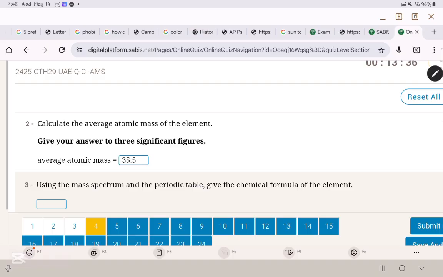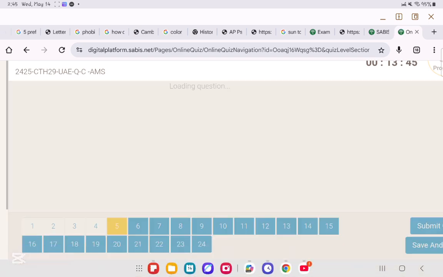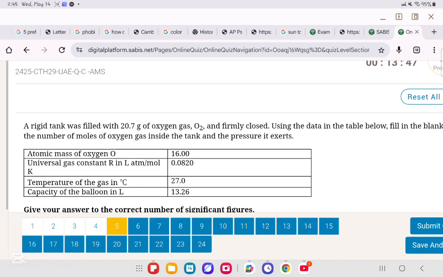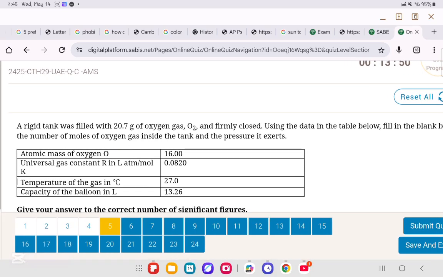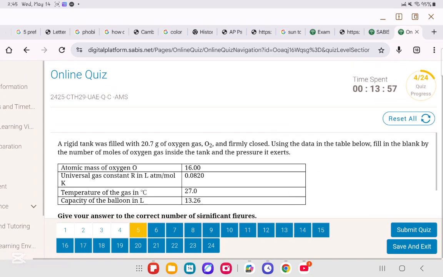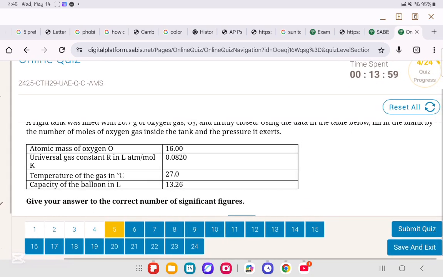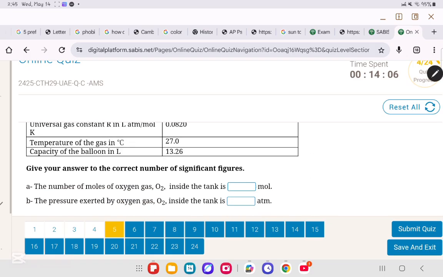Using the mass spectrum and the periodic table, give the chemical formula of the element. Just look on the periodic table, see which one has an atomic mass of 35.5. It is chlorine, Cl. We move on to question number 5. Oh, nice question. A rigid tank was filled with 20.7 grams of oxygen gas O2 and firmly closed. Using the data in the table below, fill in the blank by using the number of moles of oxygen gas inside the tank and the pressure it exerts. Give your answer to the correct number of significant figures.